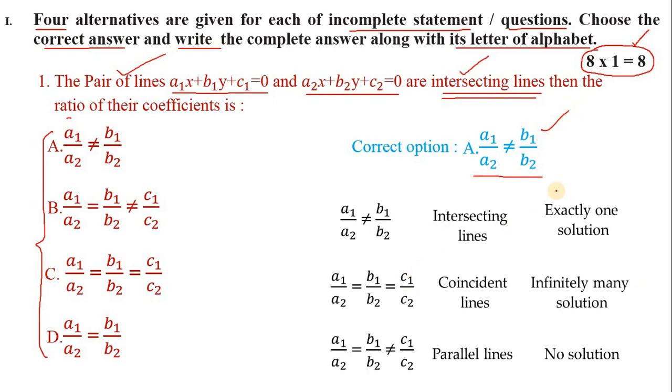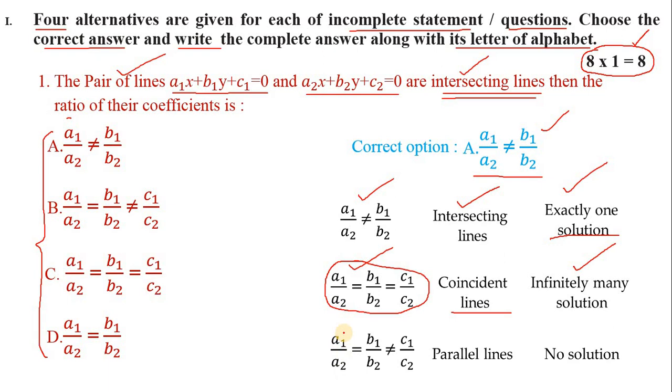In your textbook you have this table, children. If you learn this table easily, you can understand how I have answered this question. For a1/a2 not equal to b1/b2, we always have intersecting lines, and intersecting lines have exactly one solution. Second one, a1/a2 = b1/b2 = c1/c2. It means all ratios are equal. If all ratios are equal, we get coincident lines, and coincident lines have infinitely many solutions.